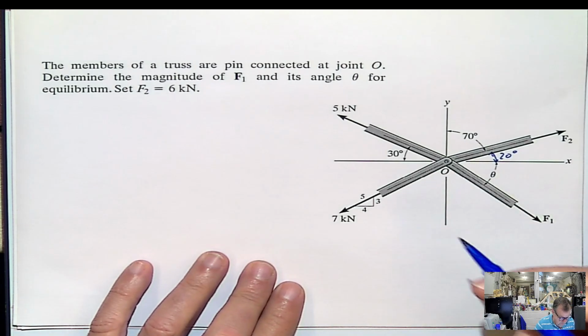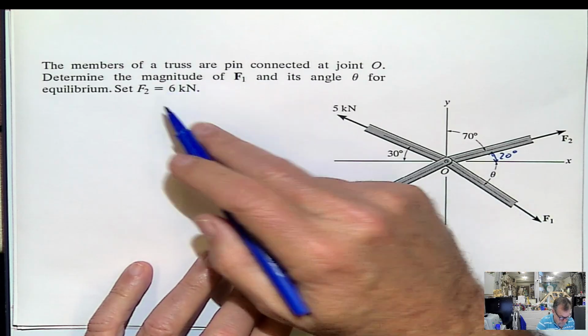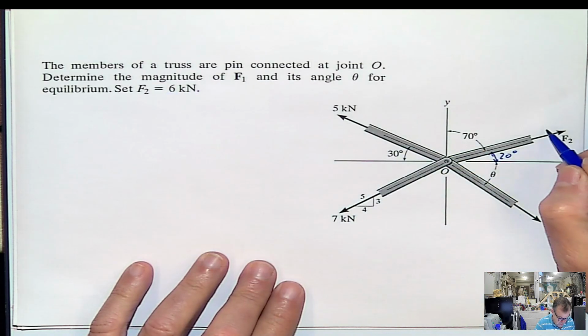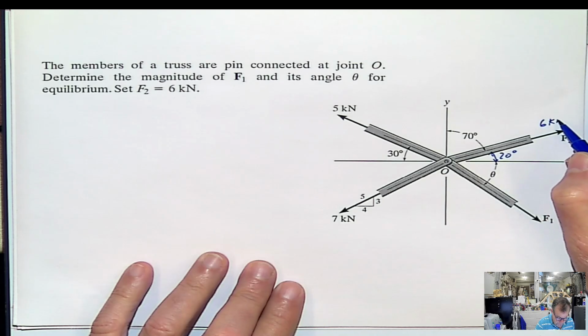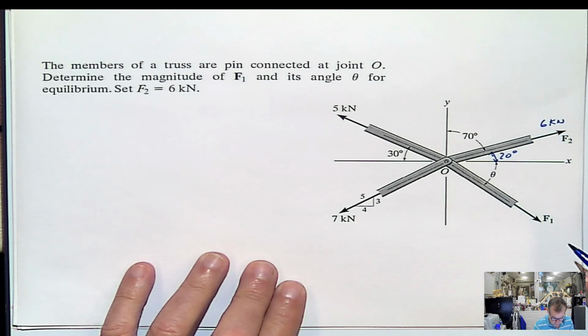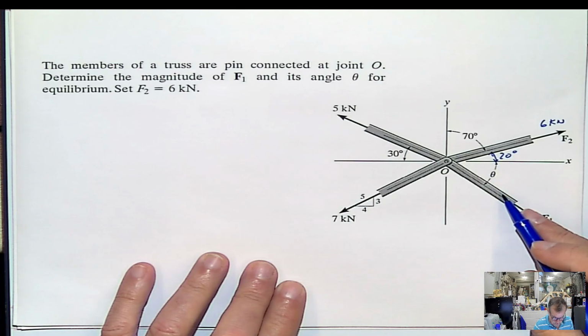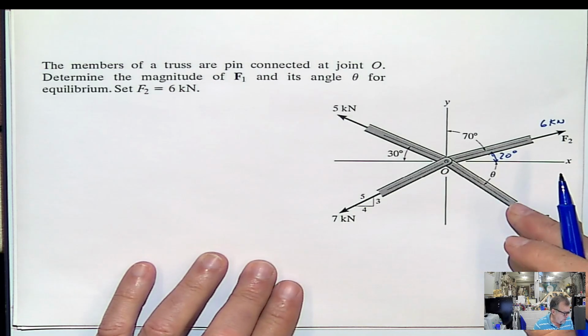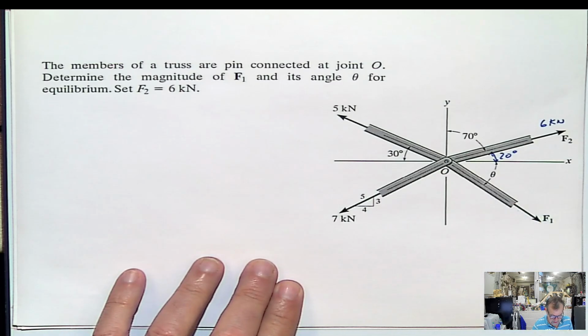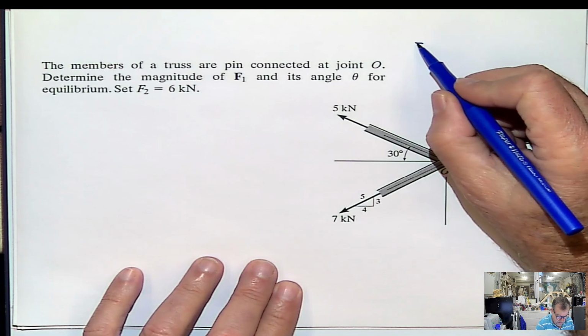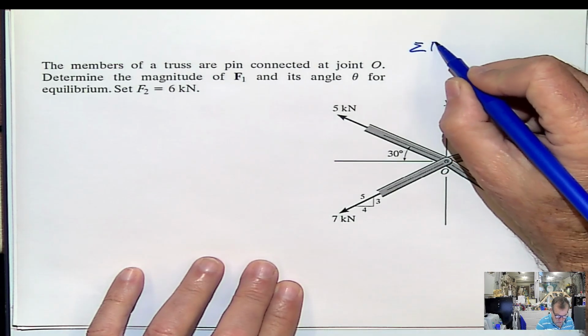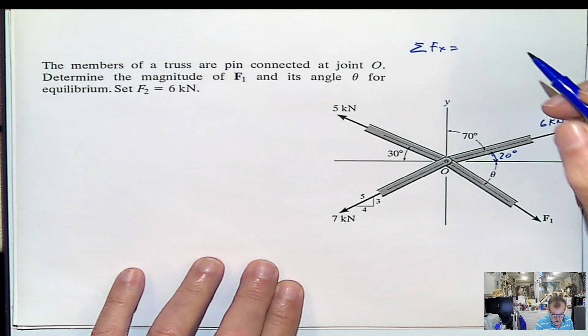But now we know F2, which is this one, 6 kilonewton, and we have two unknowns, the value of the force F1 and its direction. That's what we need to do here. So the way we're going to do this problem is exactly the same one. Remember, it's equilibrium. So summation of forces, it's particle equilibrium.